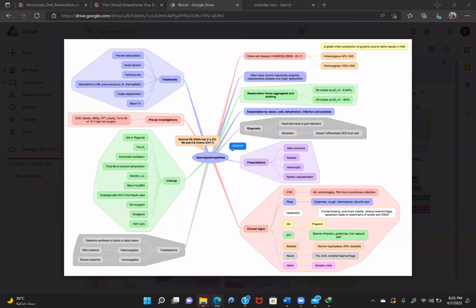Whenever you are trying to understand this, remember one thing: there will be problems related to anemia, or problems related to occlusion. Just keep this in mind and think in any system, and you will find what the problem is. For example, in neuro, there will be ischemia because of occlusion, resulting in TIA, CVA, or cerebral hemorrhage. Similarly, in hematological, there may be aplastic crisis. So all cell lines will be affected.